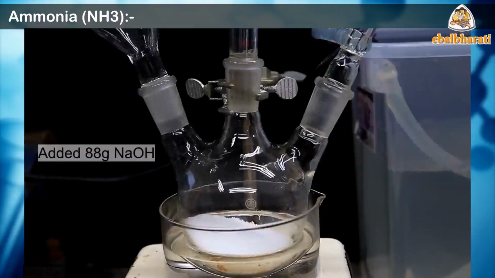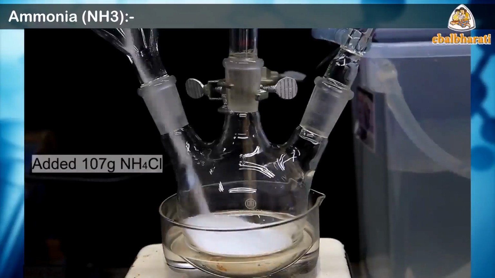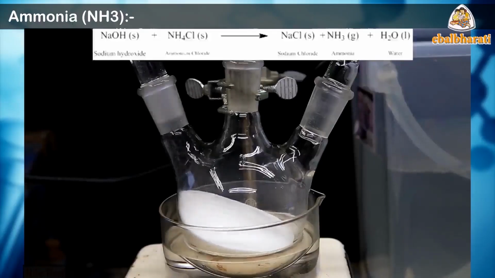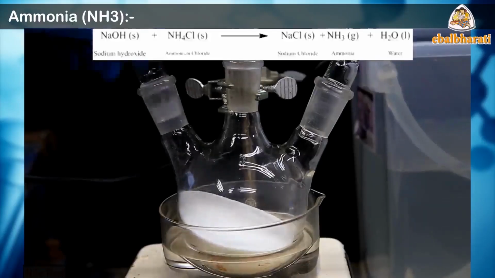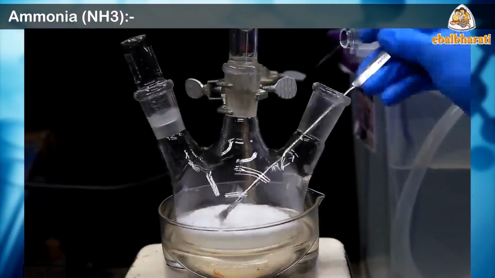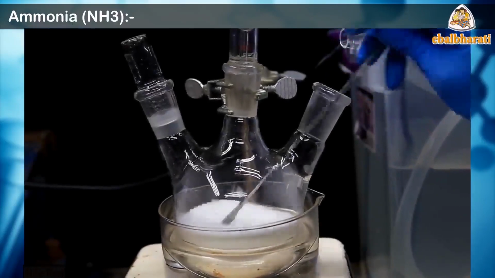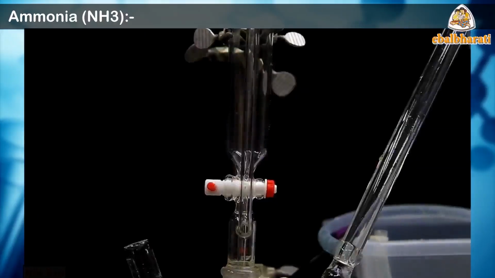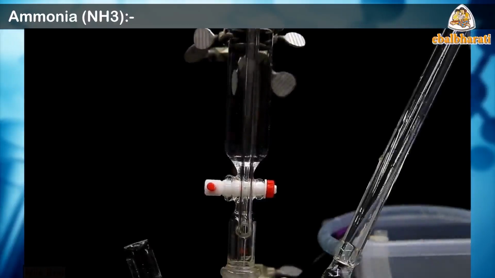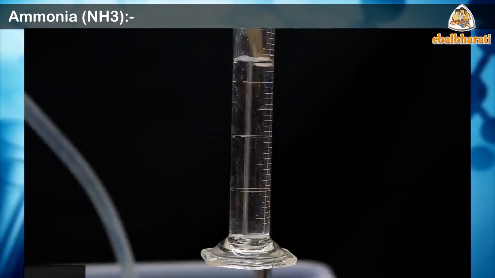Uses. Ammonia is used in the manufacture of fertilizers such as urea, diammonium phosphate, ammonium nitrate, ammonium sulfate, etc. Manufacture of some inorganic compounds like nitric acid, refrigerants, that is liquid ammonia, laboratory reagent in qualitative and quantitative analysis.